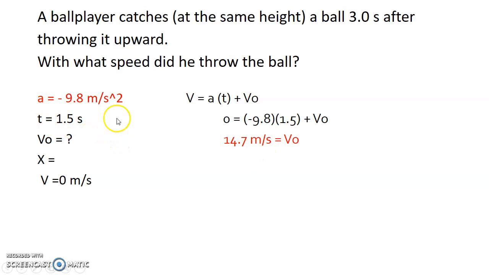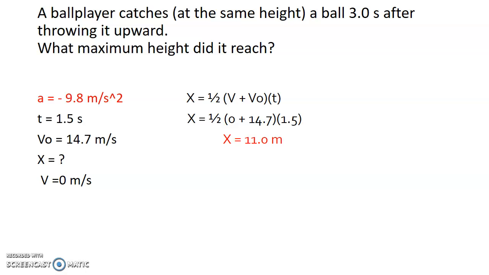And remember, I use half the time because it says he caught it back at the same height at 3 seconds. So that means to get to the top, where the final velocity is 0, it was only 1.5 seconds. And then what maximum height was that, 1.5 seconds later, initial velocity of 14.7, final velocity of 0. This one we have to use what we solved for because there is no equation without it with 0. I picked the one with the easiest math. I could have used any one that I wanted that has an x in it, but I get an x of 11 meters.